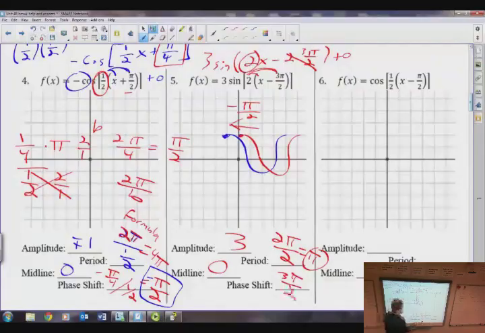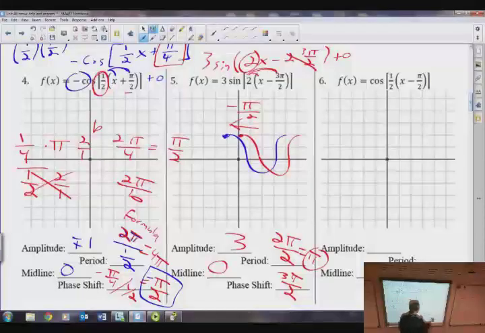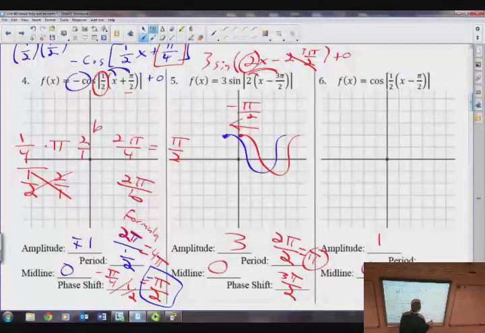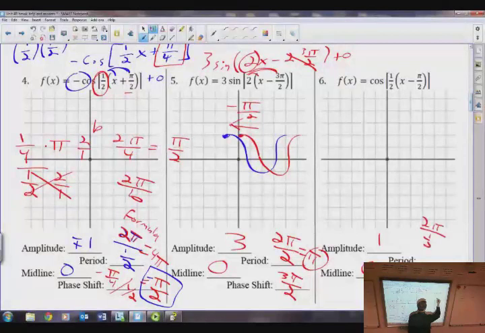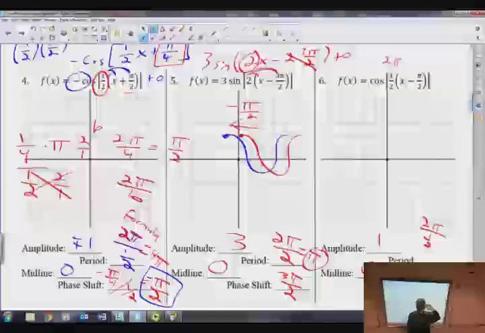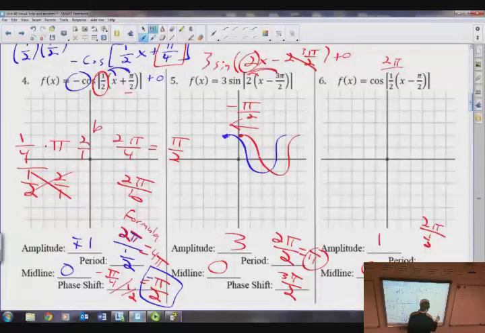Number 6, there is no amp showing, so 1. The midline is 0. The period is going to be 2 pi divided by a half. Right? 2 pi divided by this number, a half. And that's just going to give us 4 pi when you do that on your calculator. Good job, Cooper. Memorized it.